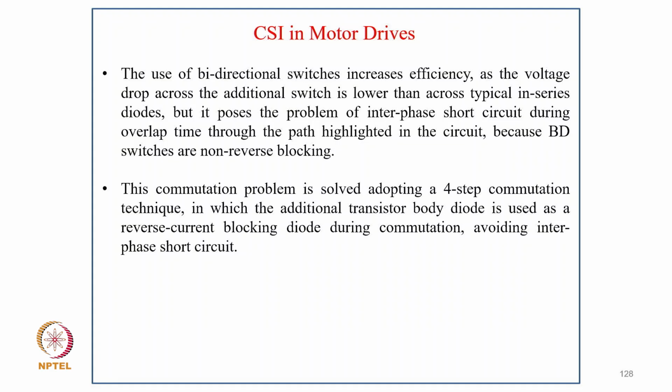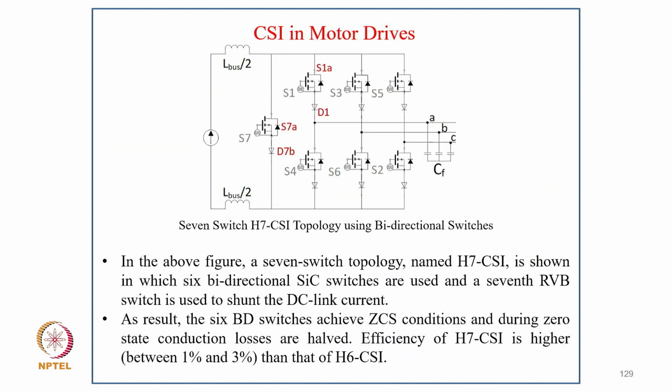This commutation problem is solved by adopting a 4-step commutation technique, in which the additional transistor body diode is used as a reverse current blocking diode during commutation, avoiding the interphase short circuit.